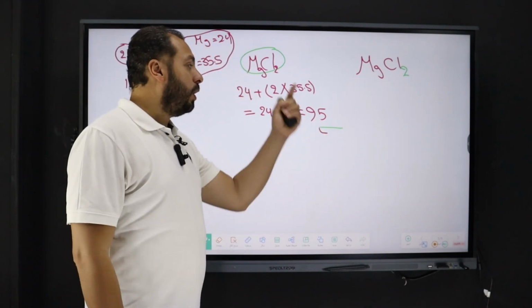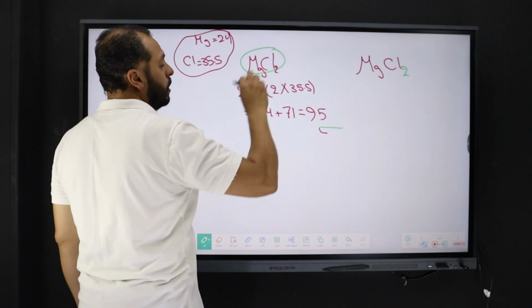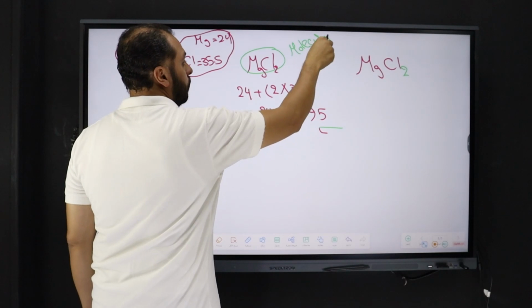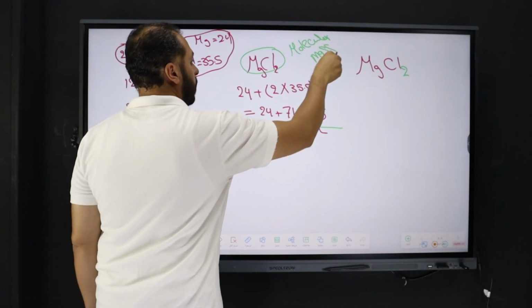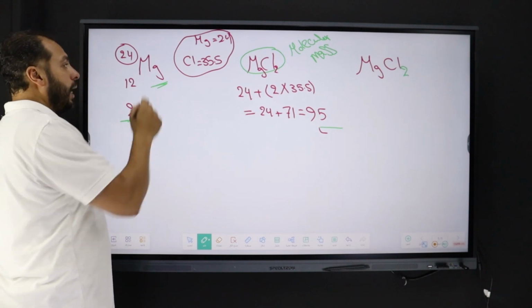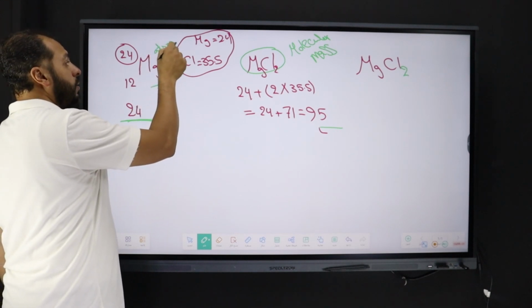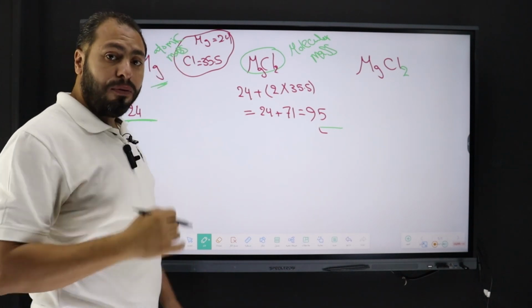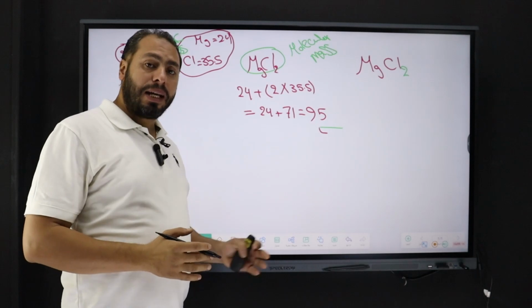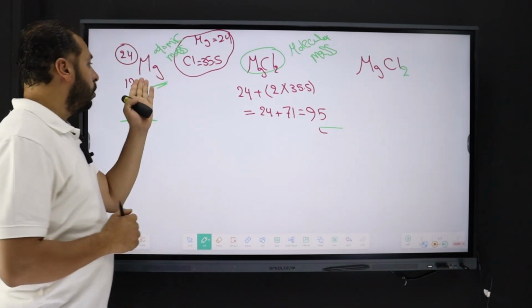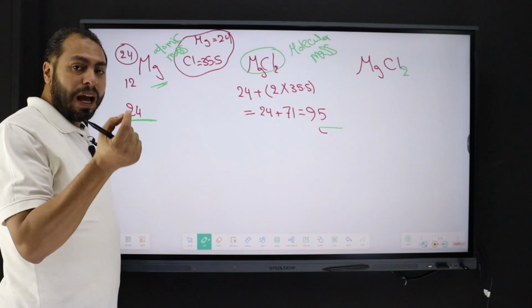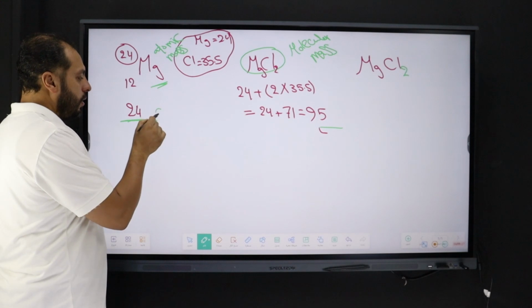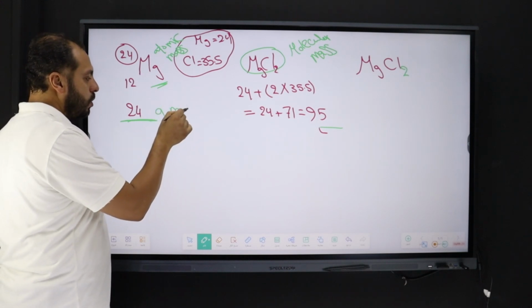But we have a measuring unit here. This is the mass of only one molecule. So we call it molecular mass. But here, the mass of one atom, so we call it atomic mass. And what is the difference between the mass of one molecule and the mass of one atom? The mass of one atom equal 24, but what is the measuring unit? It is AMU.